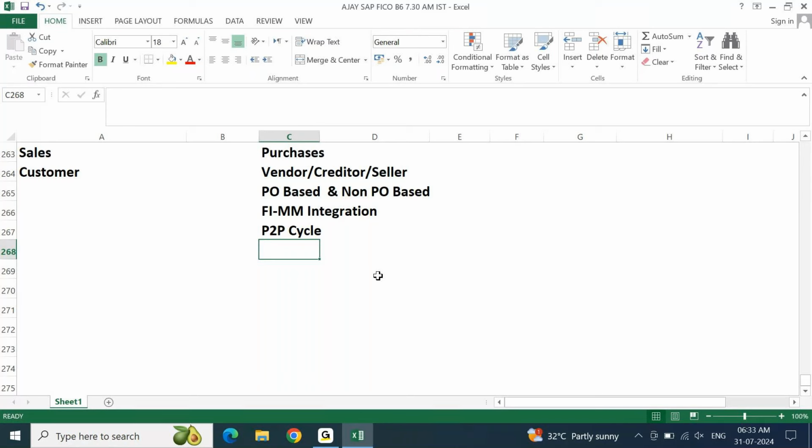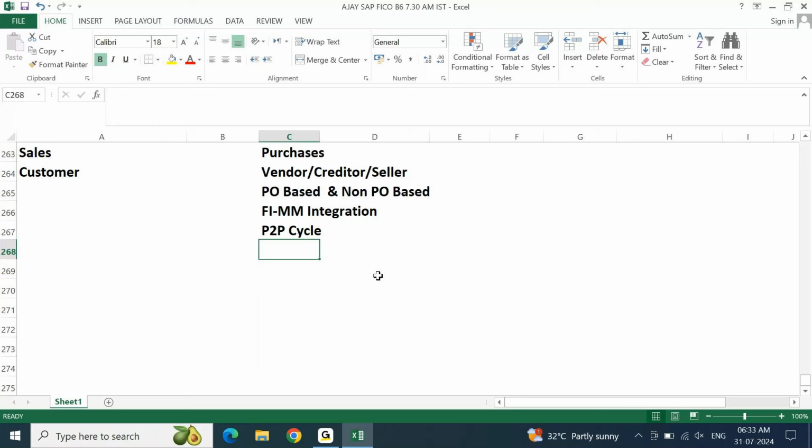When you talk about purchases, vendor, all these things, you need to remember one point. It is related to accounts payable. Point number one. Accounts payable is of two types. One is based on the purchase order. Another one is not based on the purchase order.